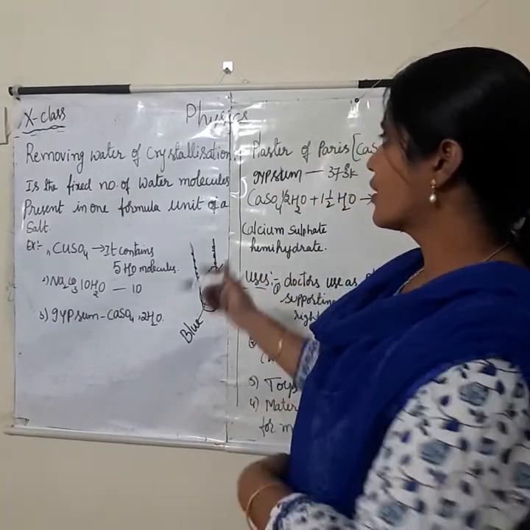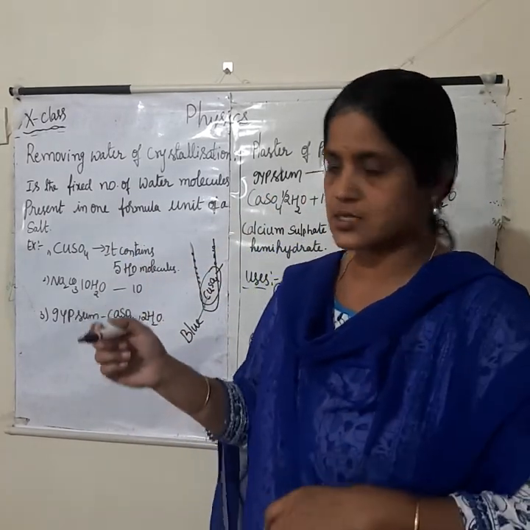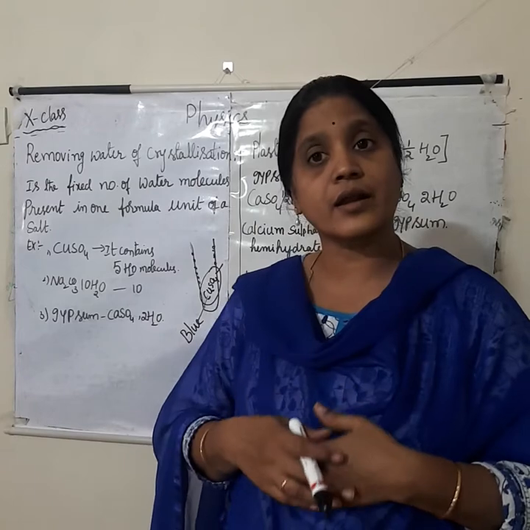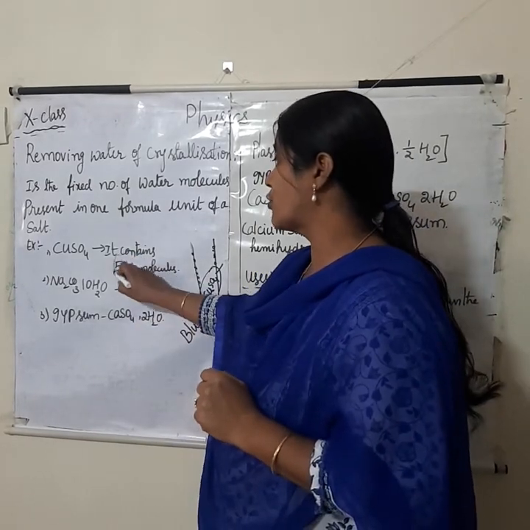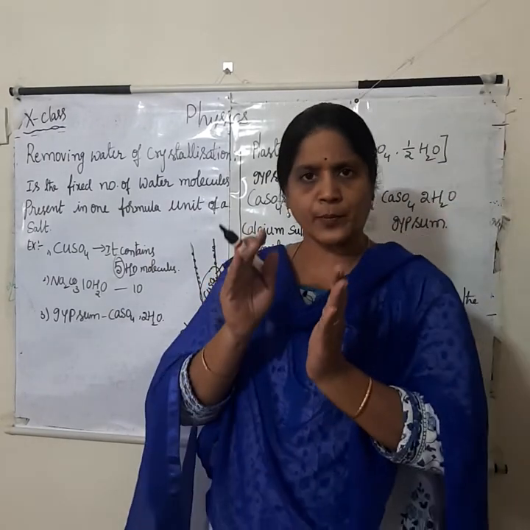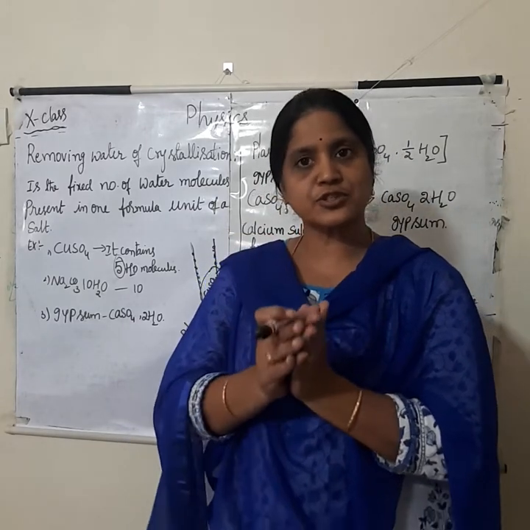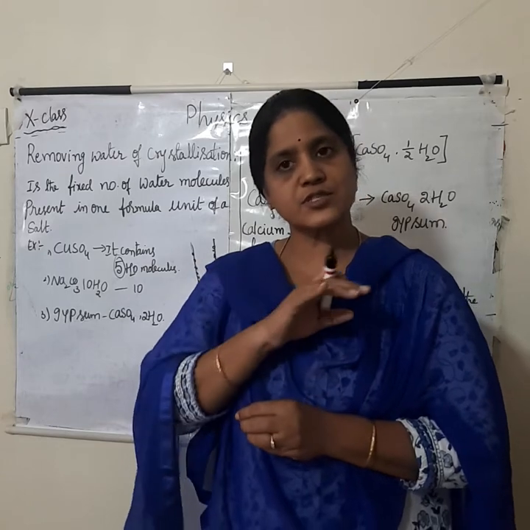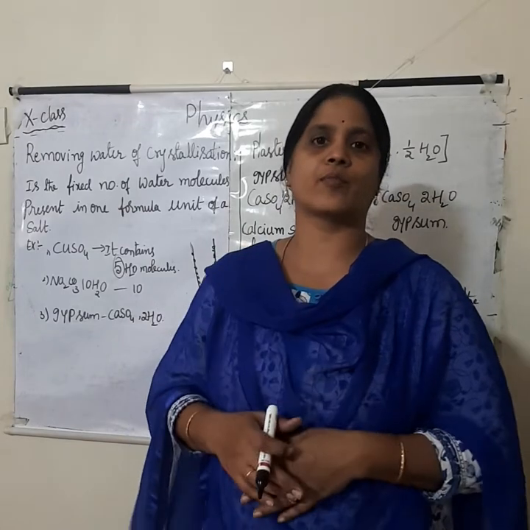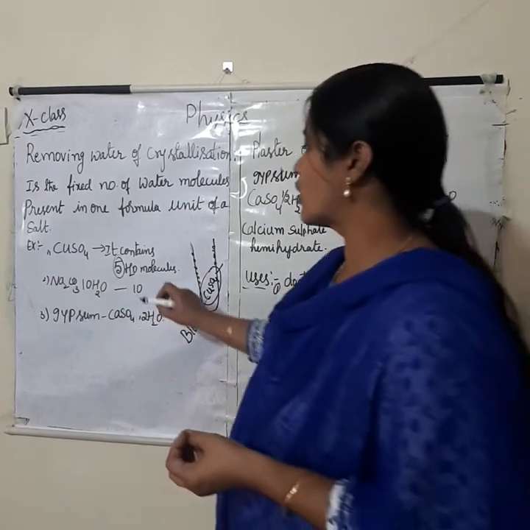If you take different salts, in our textbook three salts are given. For example, copper sulfate contains 5 water molecules. The ratio is fixed. If you take one crystal of copper sulfate salt, it contains 5 water molecules. Now, sodium carbonate contains 10 water molecules.